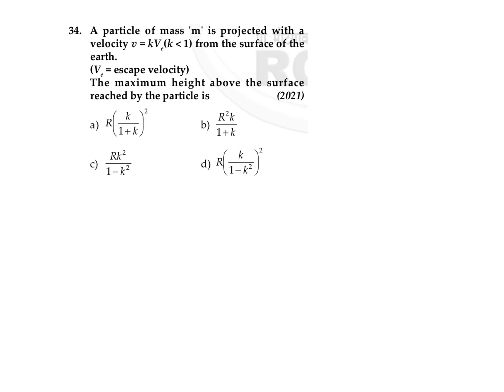Over here we can just consider that it is Earth, and from the surface of Earth a particle is projected with a velocity which is equal to k times the escape velocity, so that after some time it is going to reach the maximum height. Let's say it reaches a height equal to h.